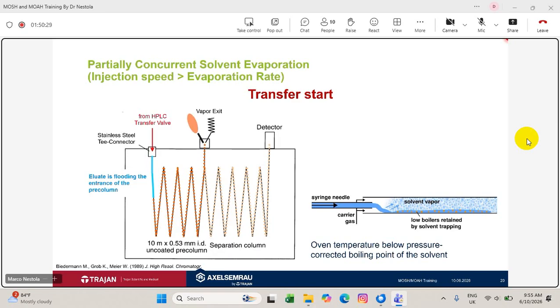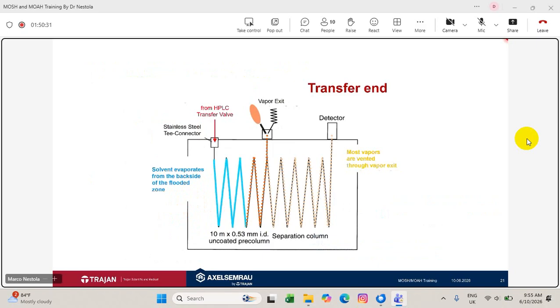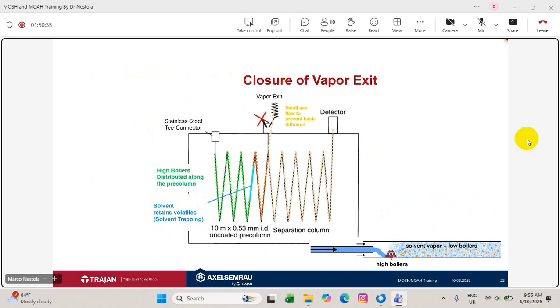So the idea for that, this is called solvent trapping, is that we are using solvent to trap all of our volatile compounds. We have now closed our solvent vapor exit, so everything in this state would stay in this state. Now all the carrier gas is pushed back onto the separation column. So we are pushing everything onto our separation column now.